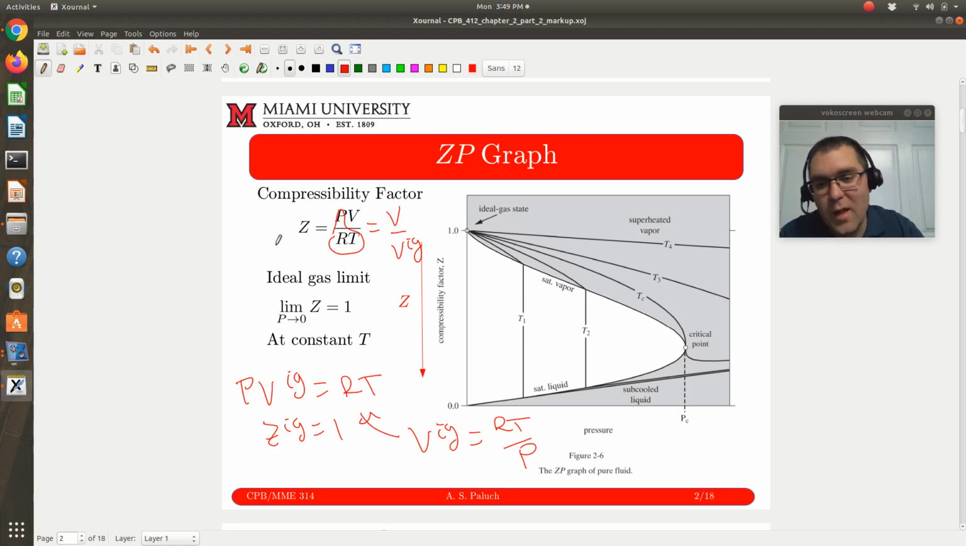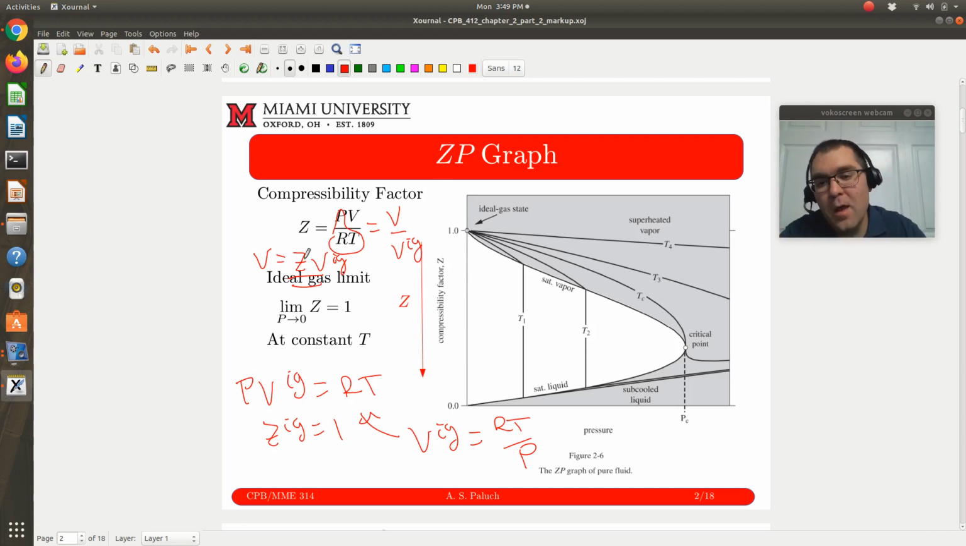Where we'll use this a lot is rearranging. I could equivalently write that V is equal to Z times V ideal gas. Where this will come in is when we ultimately get to our cubic equations of state and we use corresponding states theory. Our goal is to try and calculate Z. Again, we like working with Z because it's dimensionless. And in general, the values are bound between 0 and 1, or they're 0 to 1-ish.